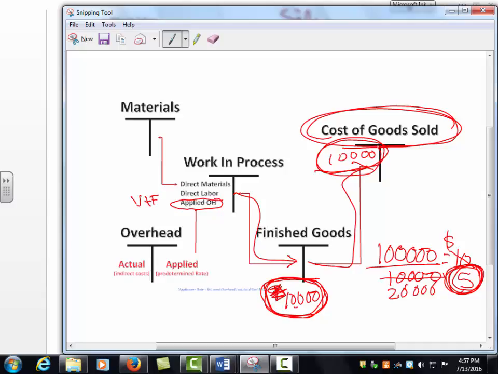So what managers can do is overproduce. Then what hits the income statement is going to be cheaper. So the lower the expense, the higher the net income. The higher the net income, the better the bonus for the managers.